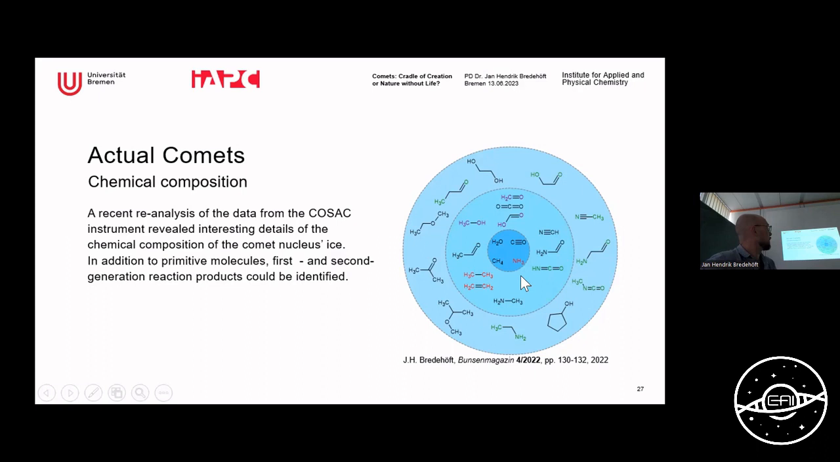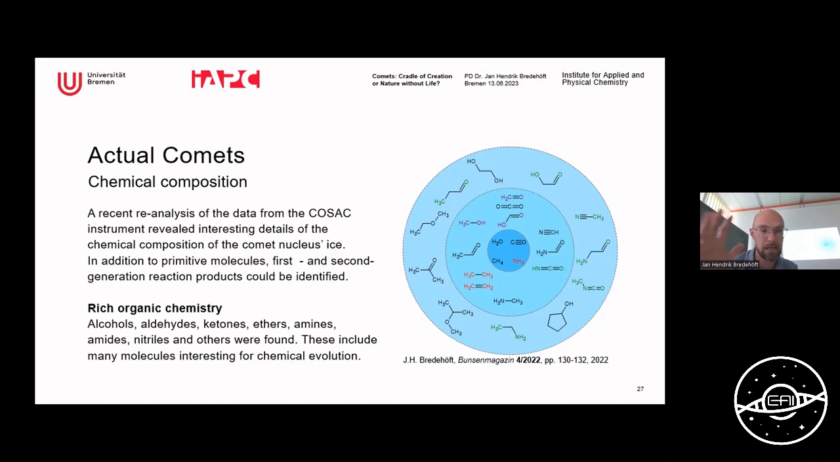And if you take these and have them react with another primitive again, then you form sort of these second generation products. And we find a very rich organic chemistry in these kind of systems. And we can find alcohols, we can find aldehydes, we find ketones, ethers, amines, amides, nitriles, and many, many more. So these already include many molecules interesting for chemical evolution.